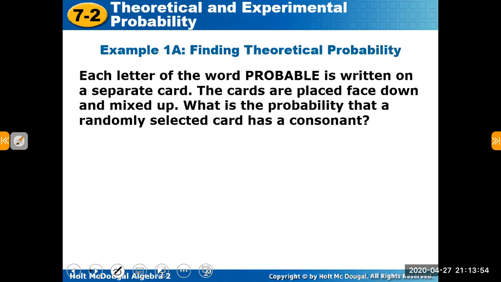Explaining example 1, each letter of the word probable is written on a separate card. So these are the letters. Probable is written on a separate card. The cards are placed face down and mixed up.